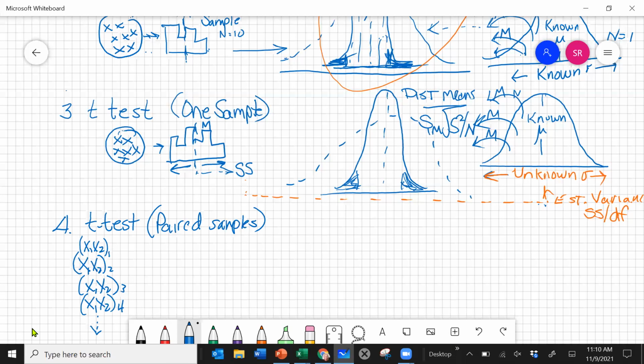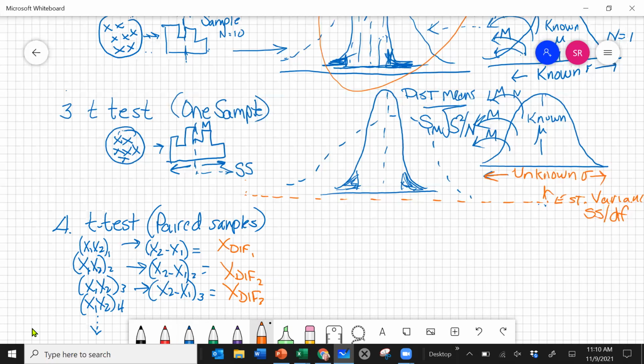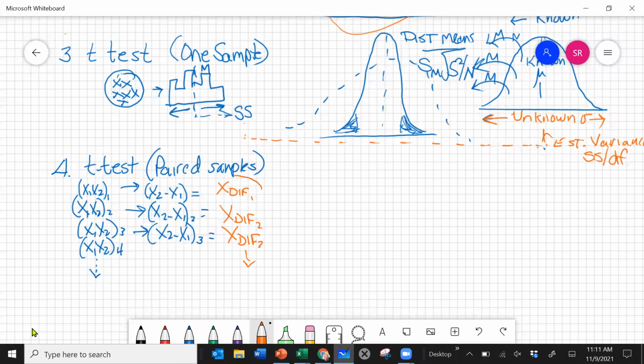So instead, we calculated the difference scores. For each pair, we subtracted x2 minus x1, and we got a difference score for pair one. Then we calculated x2 minus x1 for pair two, and we got the difference score for pair two. And we calculated x2 minus x1 for pair three, and we got a difference score for pair three. And we continued to do this. That was the new step we added.